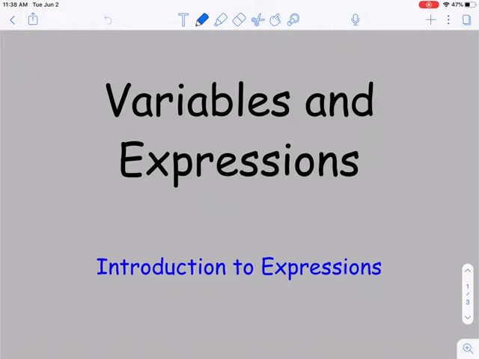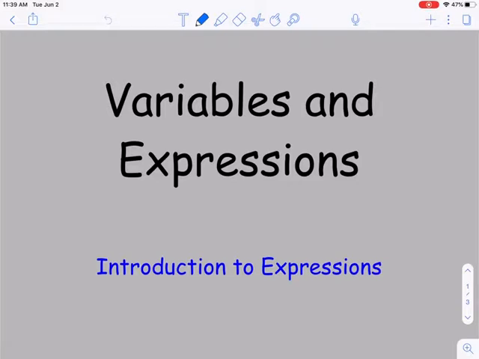Okay, we are officially starting our algebra journey now. And we're going to start by looking at variables and expressions and talking about what those are. So in order to do that, we have to have a shared common language that we use, and that's going to be the vocabulary centered around just basic algebra.